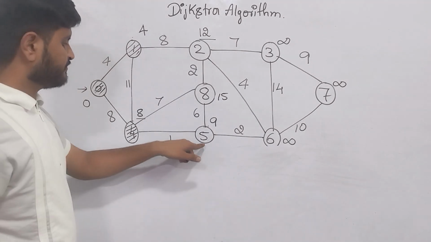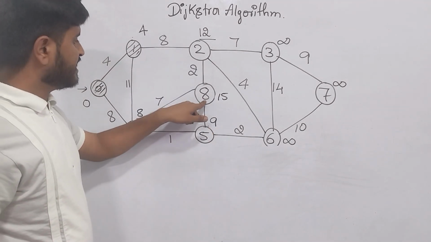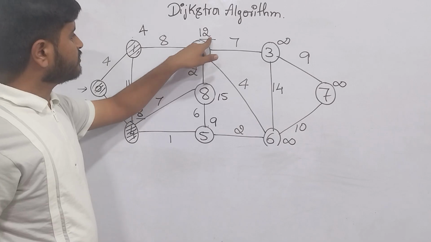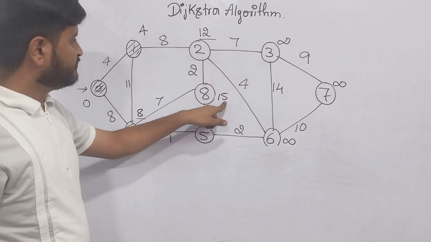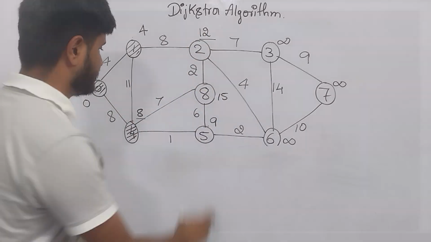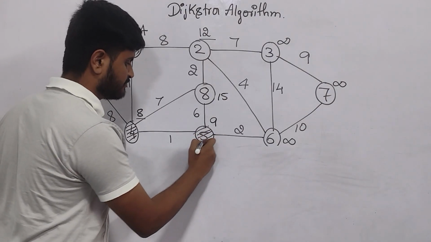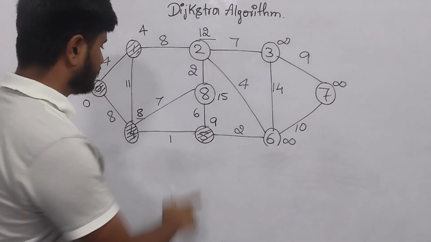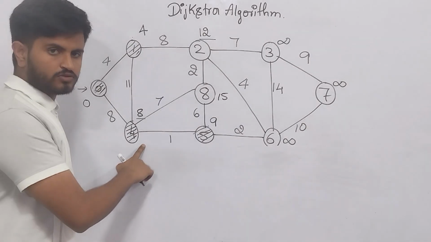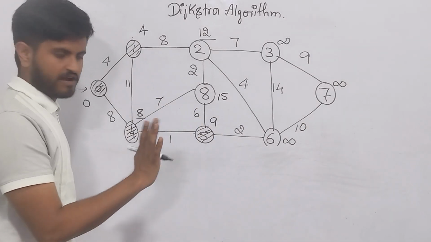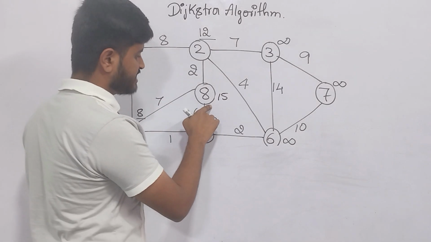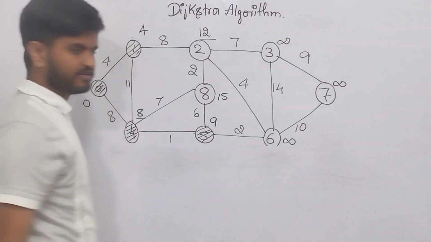Now I know the value of the 5th node, that is 9, the 8th node, that is 15, and the second node, that is 12. Among 9, 15 and 12, which is the smallest value? 9. So I will start traversing from the 5th node. From the 5th node, I can go to the 4th node, but it is already traversed. From the 5th node, I can go to the 8th node. From the 5th node, I can go to the 6th node.